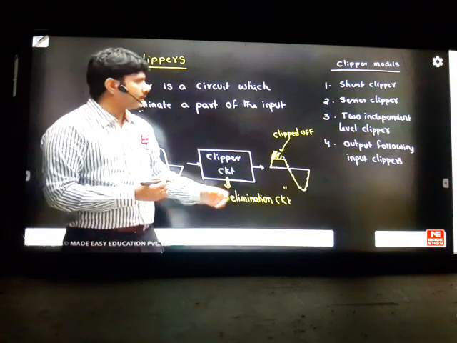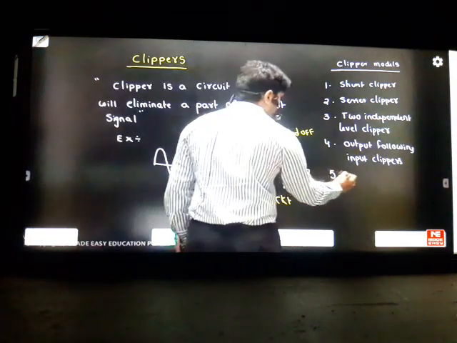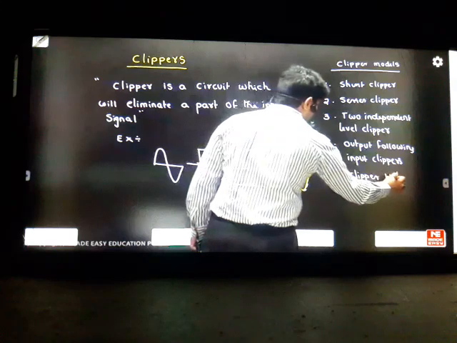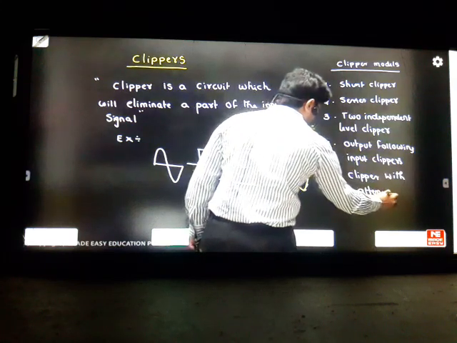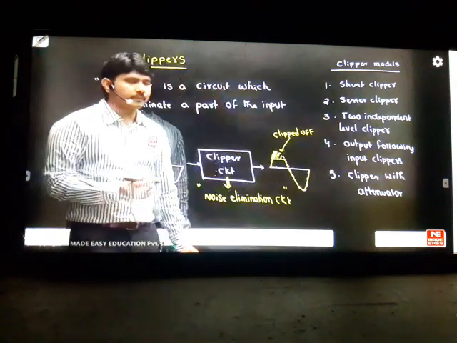Clear? Like this we have different ideas. The last one, a peculiar idea: clipper with attenuator. So this is our course today in analog electronics, step by step how to understand all these models.